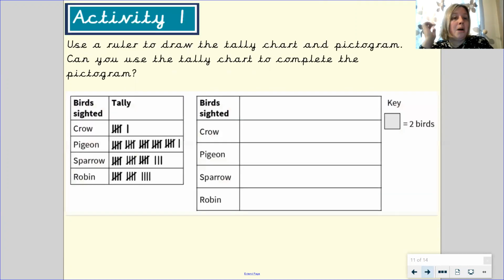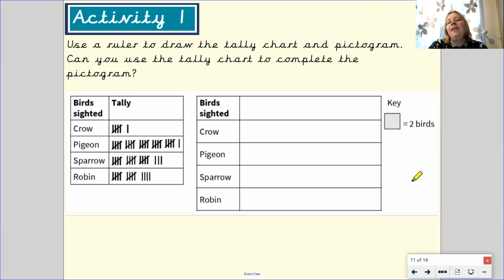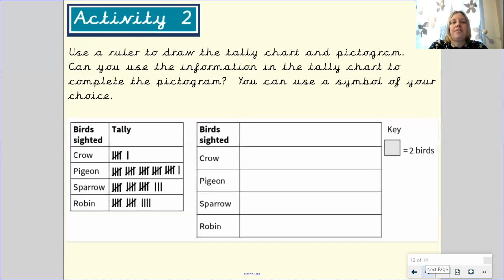Let's look at activity 1. It says use a ruler to draw the tally chart and pictogram. Can you use the tally chart to complete the pictogram? So let's look at our tally chart and see our key. So this time, each square is equal to 2 birds. So you need to use that key to draw squares to represent the number on the tally chart.